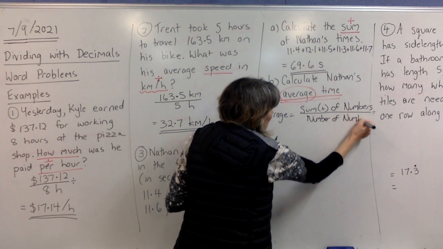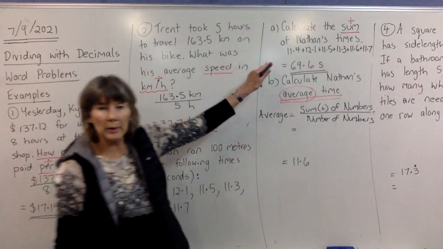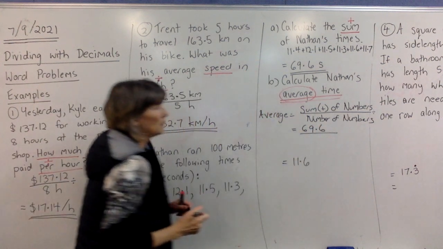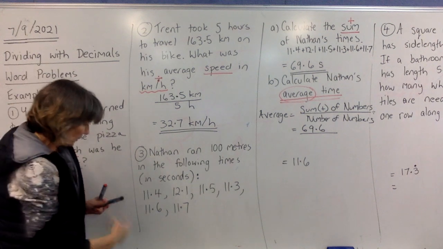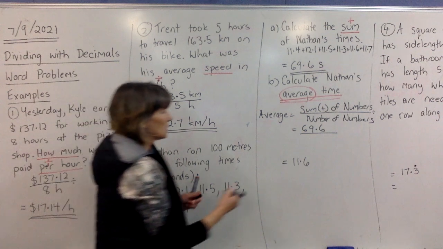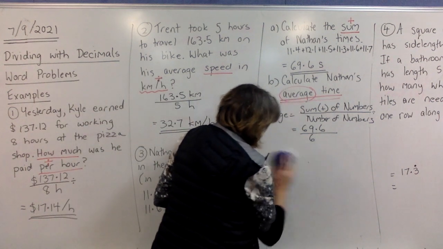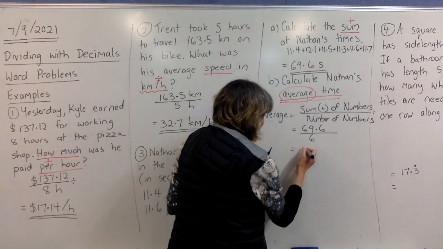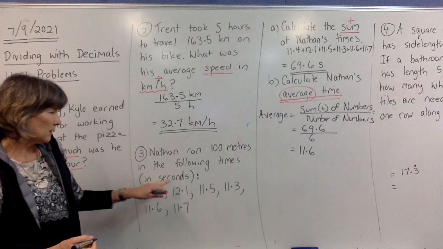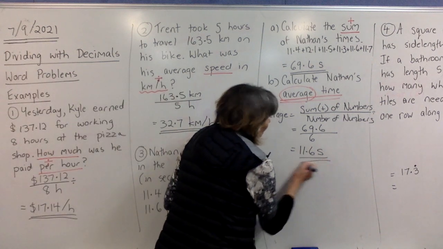Okay, now in this case, we've already added up all our numbers down here, and that's what we got, 69.6. So we can write that on the top. Now the number of numbers, we're going to count them. 1, 2, 3, 4, 5, 6. There's 6 numbers. So we're going to divide by 6. And if you get your calculator and do that, you will get 11.6. And we're just going to write on the end seconds because they're the units we're dealing with here.